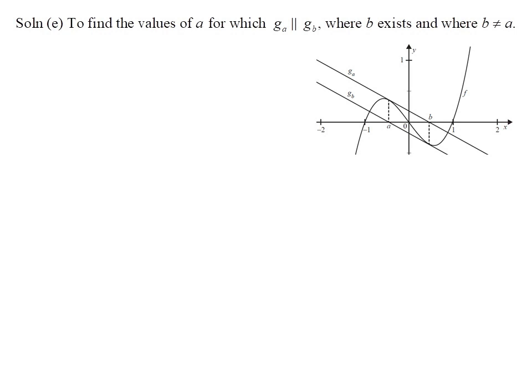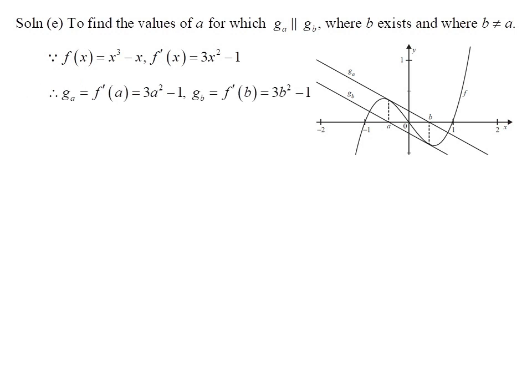Part E is to find the values of a for which GA is parallel to GB, where b exists and b is not equal to a. Since f prime of x equals 3x squared minus 1, f prime of a equals 3a squared minus 1, and f prime of b equals 3b squared minus 1. Since GA is parallel to GB, GA equals GB, so 3a squared minus 1 equals 3b squared minus 1. Since b is not equal to a, solving this equation, we obtain a equals negative b.